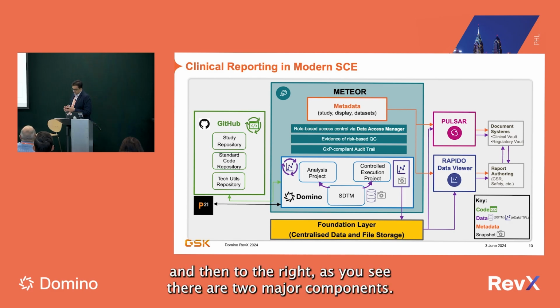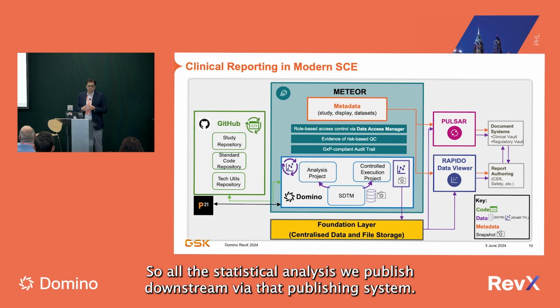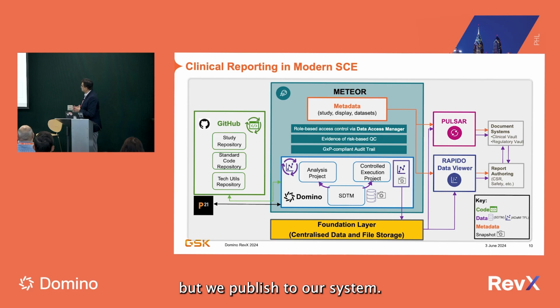And then to the right, as you see, there are two major components. One is our publishing system, so all these statistical analyses we publish downstream. Viva is our publishing system, some of you may be familiar with that. We publish into our system called Pulsar, and through Pulsar into Viva.